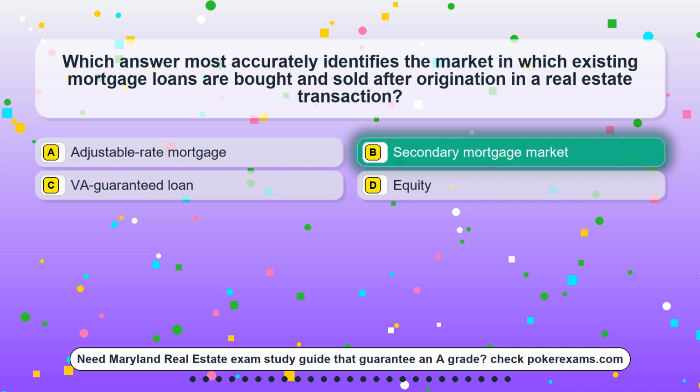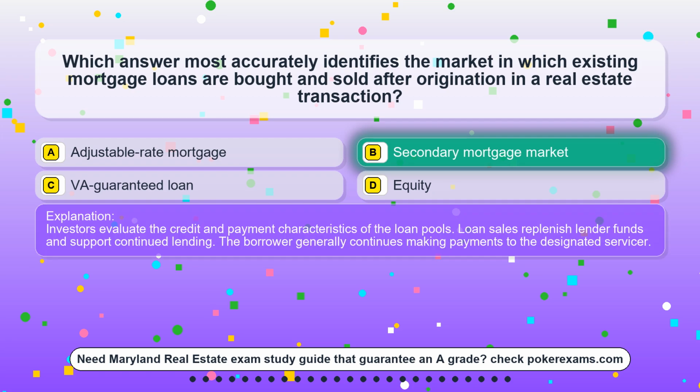The correct answer is option B, secondary mortgage market. Investors evaluate the credit and payment characteristics of the loan pools. Loan sales replenish lender funds and support continued lending. The borrower generally continues making payments to the designated servicer.